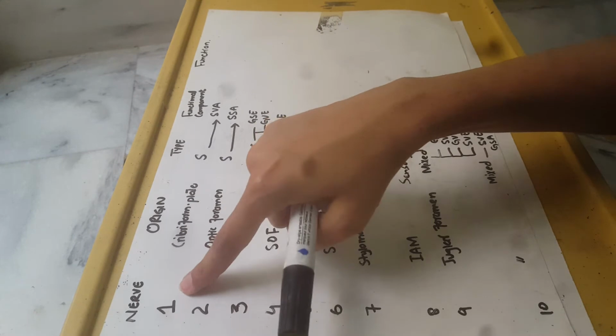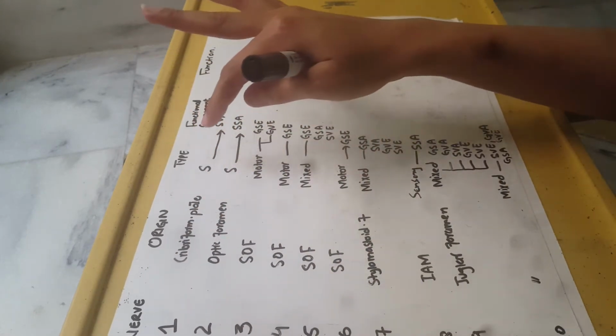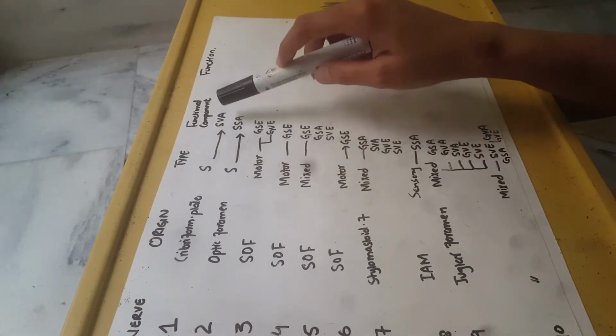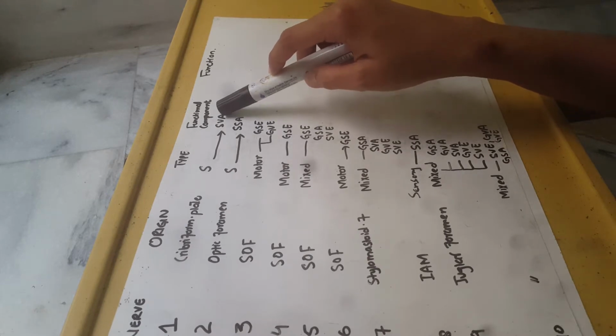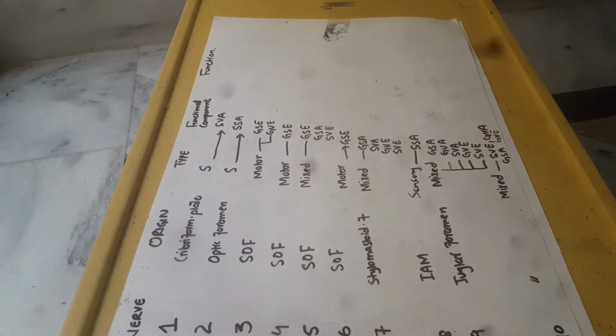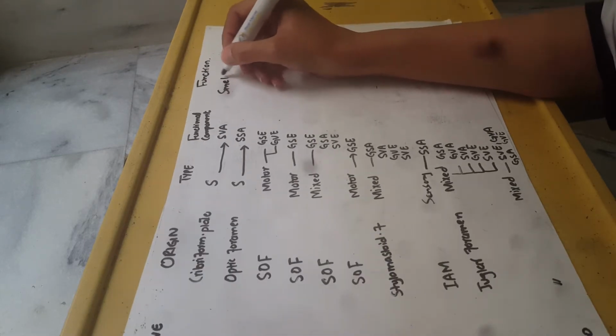The first is the olfactory nerve. It is coming from the cribriform plate. The type is sensory. It has only sensory fibers. There is no motor fiber. So the functional component it has is special visceral afferent. It means it is carrying the special senses, and it carries the sense of smell, right? The function of the first nerve, the olfactory, is smell.